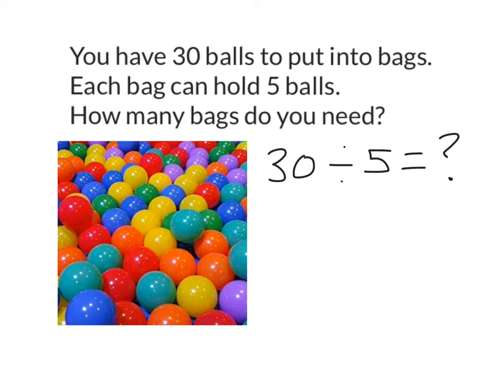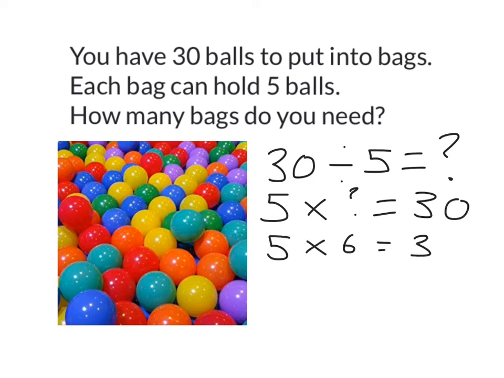So the question is 30 divided by 5 equals what? And I'm going to use reversibility and change this into a multiplication problem. So it becomes 5 times what equals 30. And I know that 5 times 6 equals 30. Therefore, 30 balls, 5 balls in each bag, there must be 6 bags.